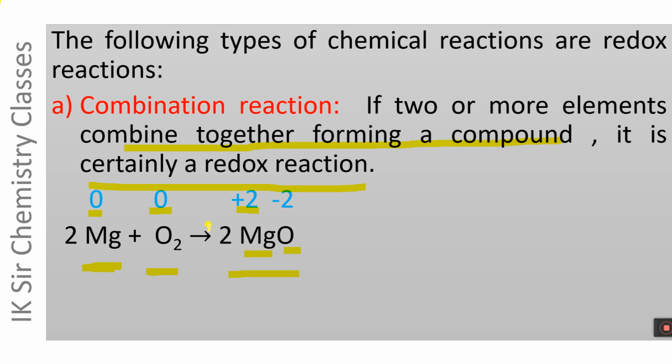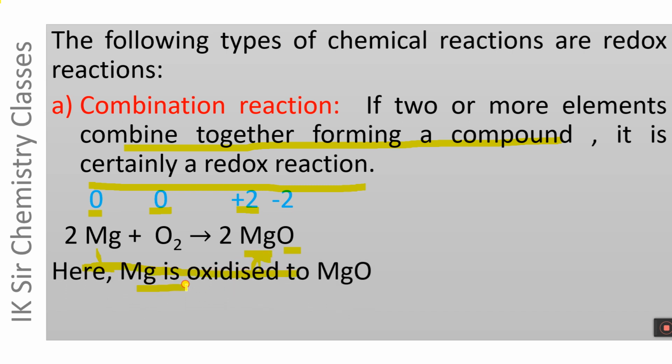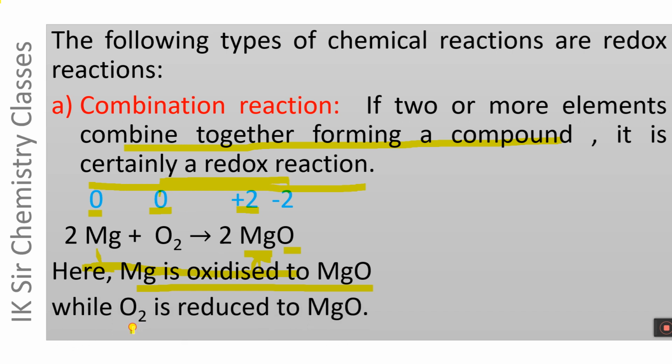It is obvious that the oxidation number of magnesium increases from 0 to +2. Therefore, magnesium is oxidized to MgO. On the other hand, the oxidation number of oxygen decreases from 0 to -2, and hence O2 is reduced to MgO. O2 is reduced to MgO because its oxidation number decreases, while Mg is oxidized to MgO because its oxidation number increases from 0 to +2.